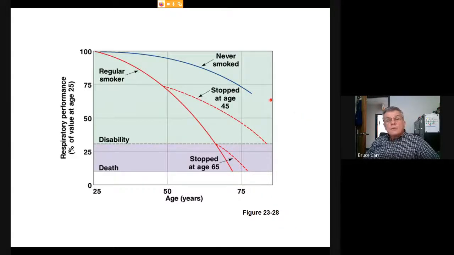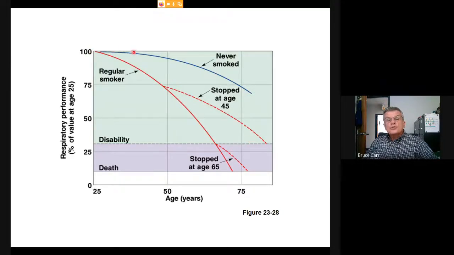We do have an observation on this blue line. Notice, starting at age 25, there's a decline in lung function. That's normal. So at the age of 75 and maybe 80, up here, what we're observing is a decline to maybe 70% lung capacity. But that's still a very usable amount of lung capacity. And look at the gap between that and the line that represents disability.